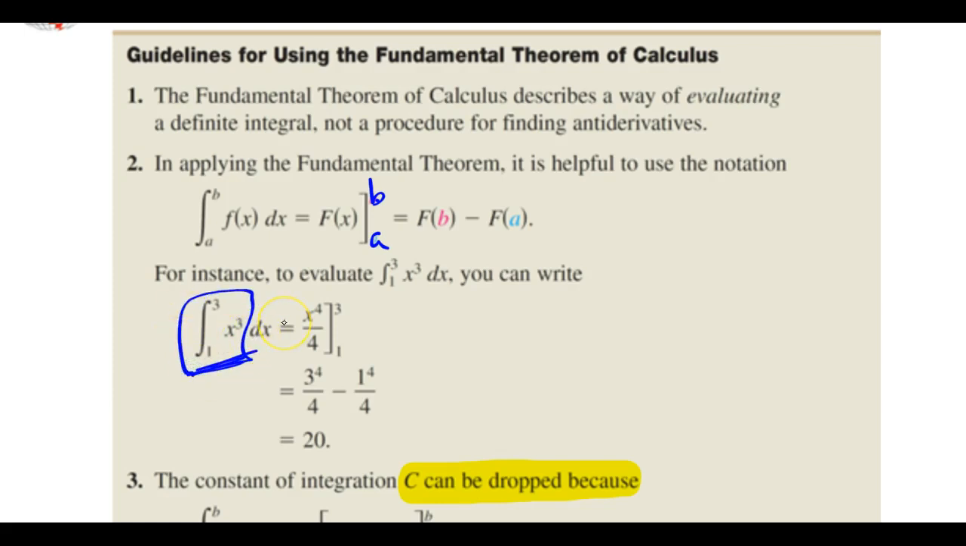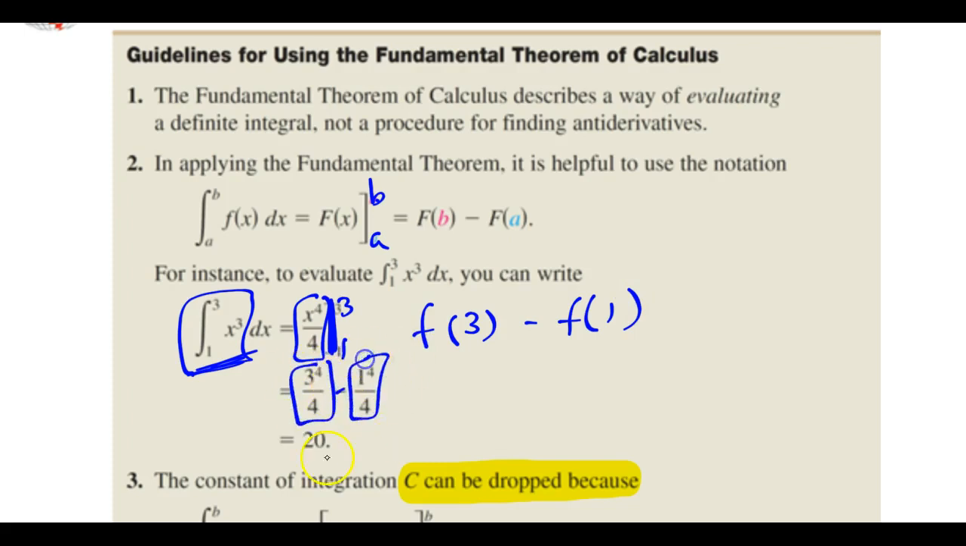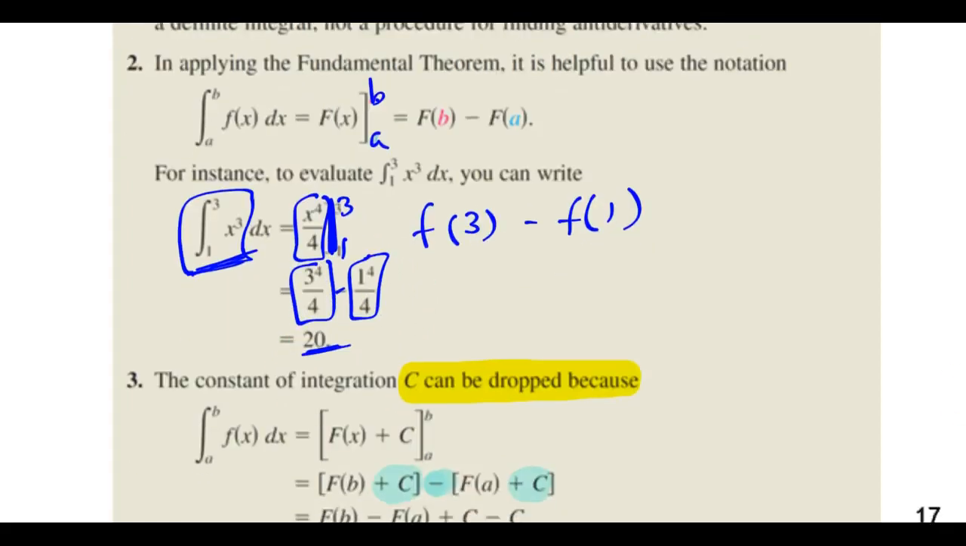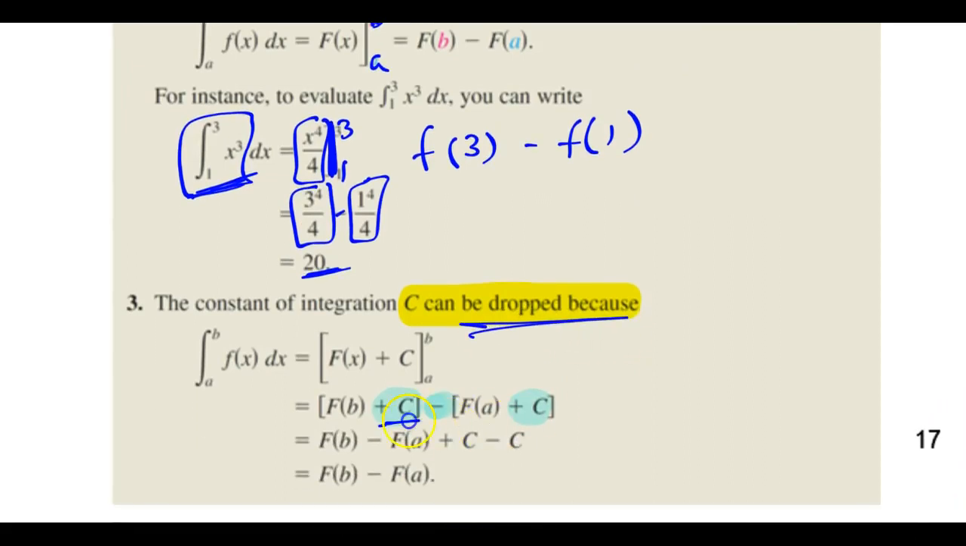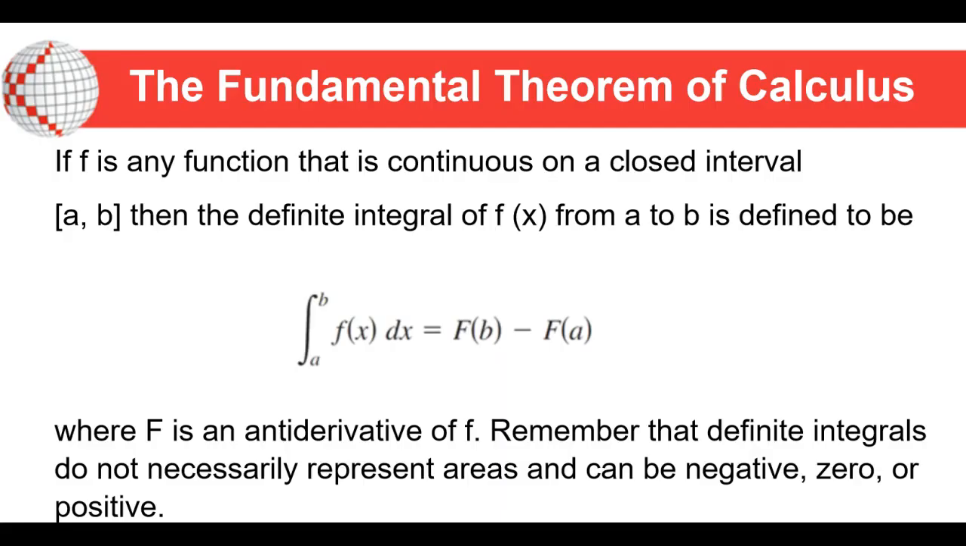We know the integral of x cubed is x to the fourth, and then sometimes it's just evaluated between 1 and 3. So then there's your f of 3 minus f of 1, and f of 3 is right here, minus your f of 1, and there's the fundamental theorem of calculus. The c's can be dropped because of this reasoning right here. You've got a plus c and a minus c, so I don't have to worry about the c's anymore.